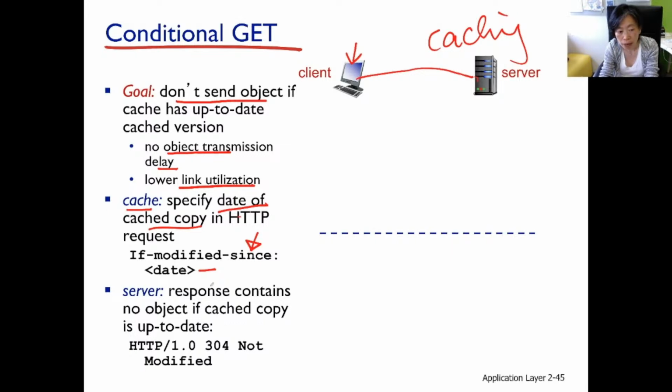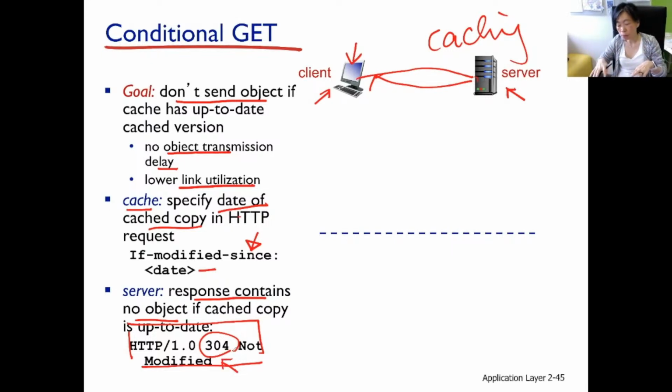Then at the server side, the response will contain no object if the cached copy is actually the most up-to-date, meaning the copy at the server has not been changed after that date. Then there's really no need to send it again to the client, because the copy here is already the latest. In that case, a special HTTP response message is sent, and the status line reads: 304 Not Modified. The body of the HTTP response message is empty, so there's no need to send the object.